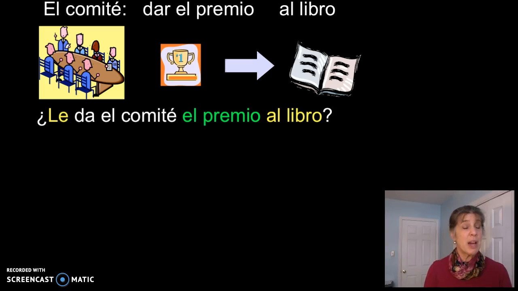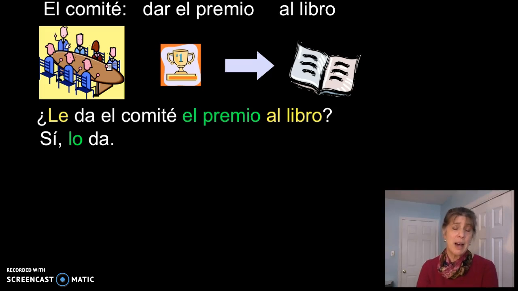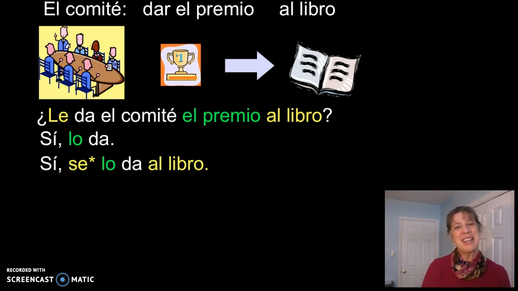Here I have my direct object, el premio, and I have my indirect object, el libro, doubled with the indirect object pronoun, le. If I want to answer this question, just using the direct object pronoun, I could say sí, lo da. Yes, the committee gives it, the premio. If I want to wrap in that indirect object pronoun, then the answer is going to look like this. Sí, se lo da al libro. So what would be a le is changed to a se.